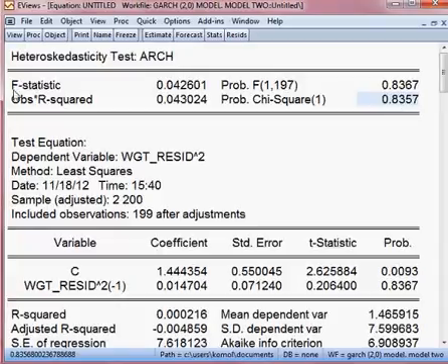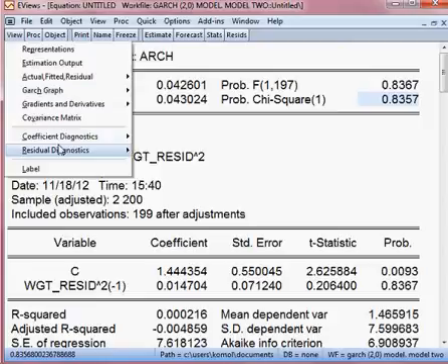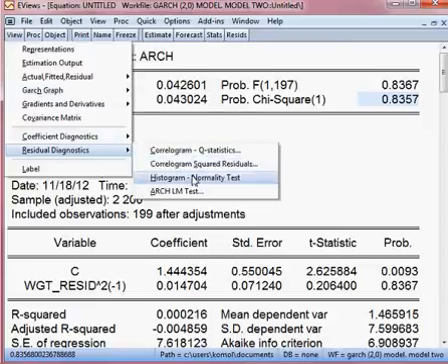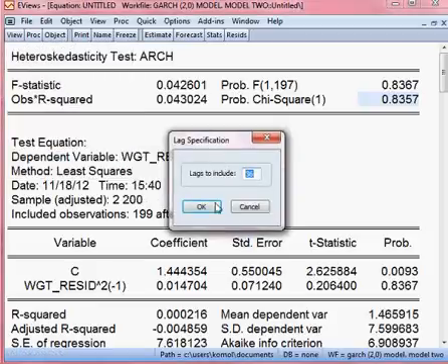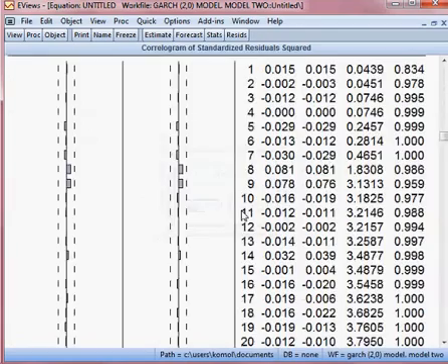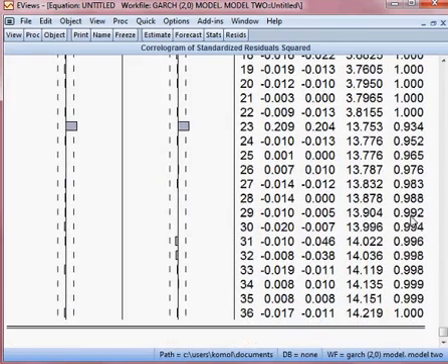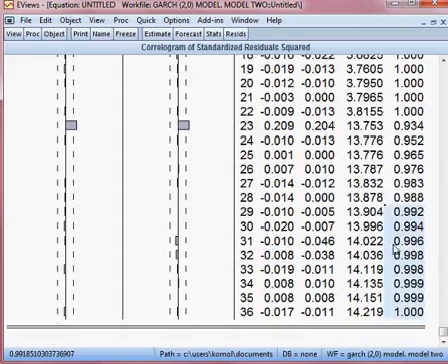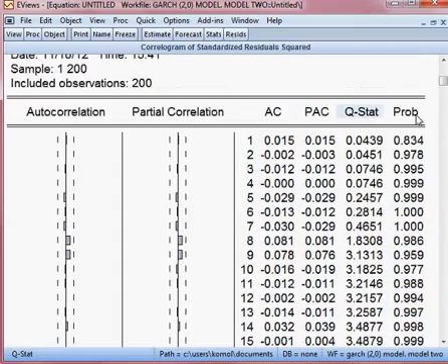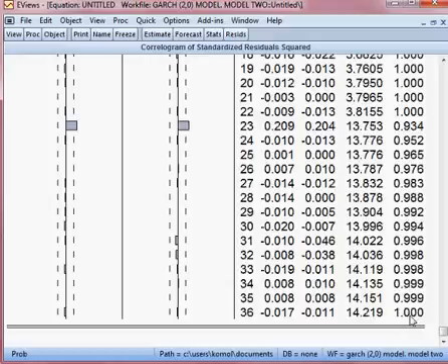Okay, then we check serial correlation. I go to View, Residual Diagnostics, then I choose Correlogram of Squared Residuals, right? This one. I choose 36, right? Okay. And here you can see the p-values, that is the Q-statistics and p-value. You can see the p-values are more than 5%, meaning that we cannot reject the null hypothesis.